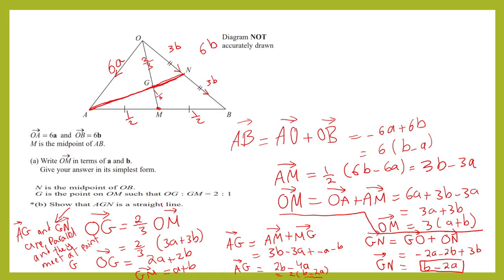So to prove that a vector represents a straight line, you need to prove that two parts of this straight line are parallel to each other and they meet at one point. So AG and GN are parallel to each other and both of them meet at G. We proved that they are parallel by finding AG, which is 2 multiplied by (B minus 2A)... and then we found GN, which is B minus 2A. So AG is double GN, so they are parallel and they meet at one point. So both of them represent a straight line AGN. Let's move to one more example.